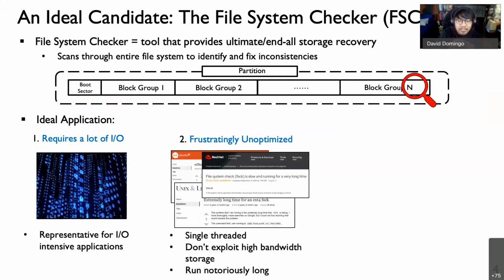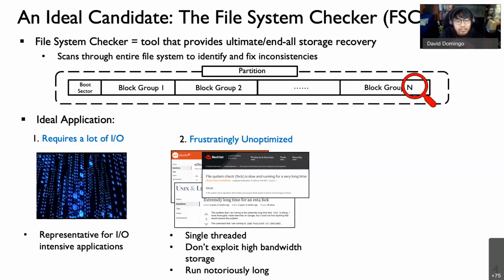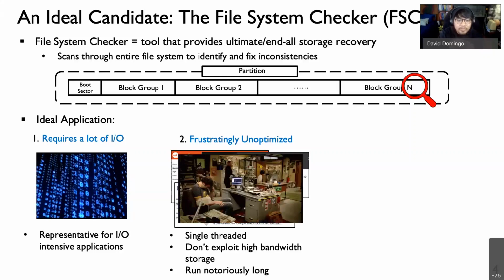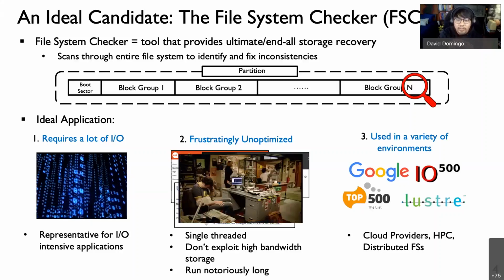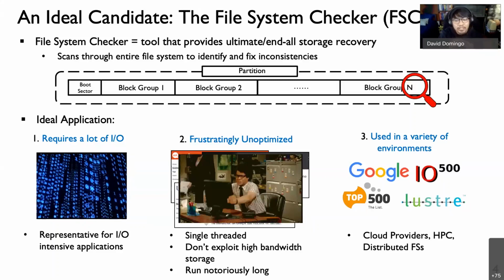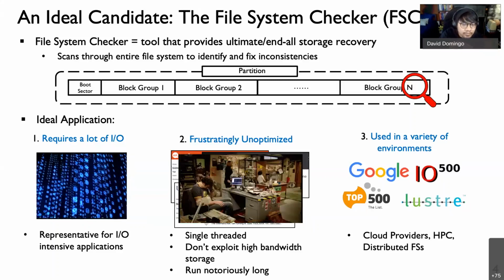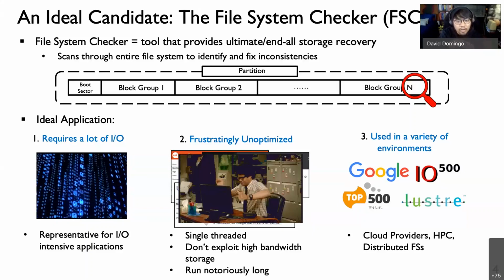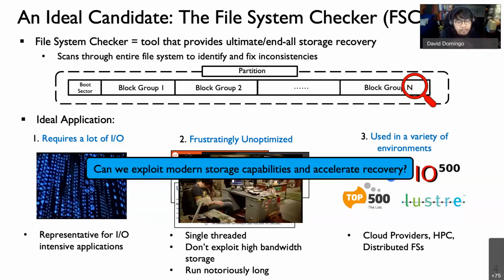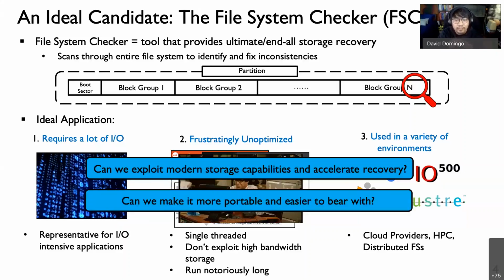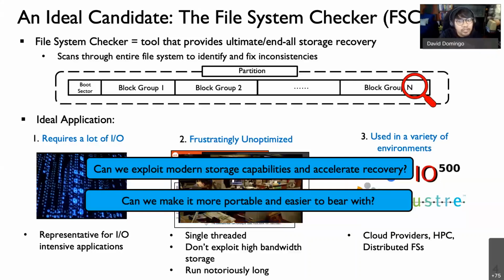Second, file system checkers have been seen to be highly unoptimized and run notoriously long because they were built in the age of hard disks and don't effectively exploit any I/O parallelism. Lastly, these checkers are used in a variety of environments on different storage setups as well as system configurations and can be run in isolation or sometimes simultaneously with other applications. So knowing this, we want to answer the following questions. Can we exploit modern storage capabilities and accelerate recovery? And also, can we make file system checking more portable to different environments and make it easier to use for system administrators?